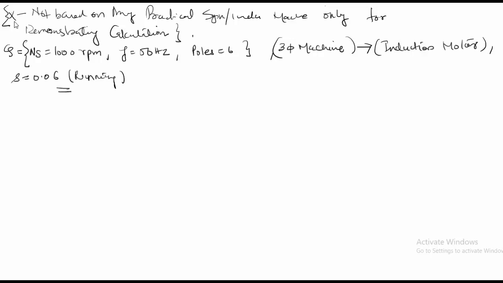So the first thing which I want to calculate based on this is the synchronous speed, or Ns. So Ns is already given, which is equal to 1000 rpm, and Ns in rps can be given as 1000 divided by 60, which is equal to 16.6.